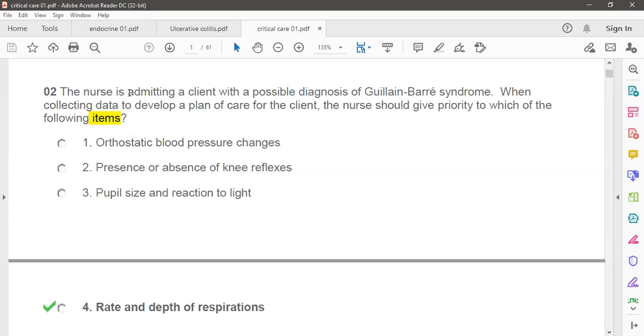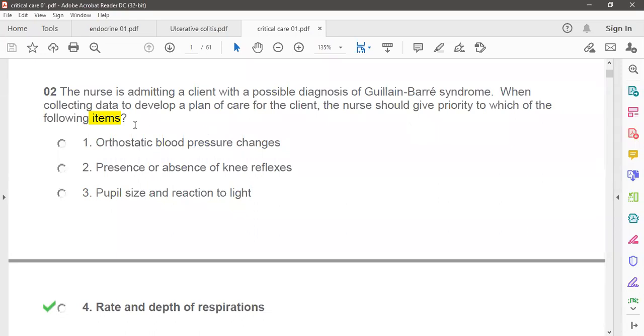So the question: the nurse is admitting a client with a possible diagnosis of Guillain-Barre syndrome. When collecting data to develop a plan of care for the client, the nurse should give the priority to which of the following.